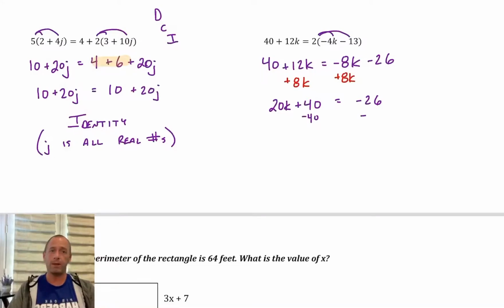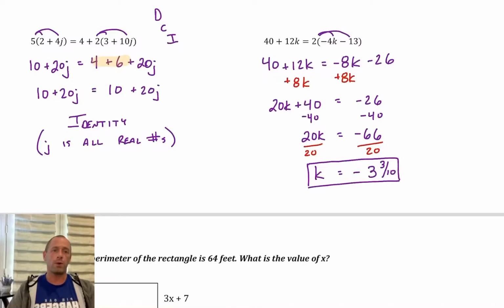You might be tempted to think at this point that there's no solution, but it just means your answer is going to have a decimal or a fraction in it, and that's fine. 20k is negative 66. Divide both sides by 20 to get negative 3.3 or negative 3 3/10. And that's it.